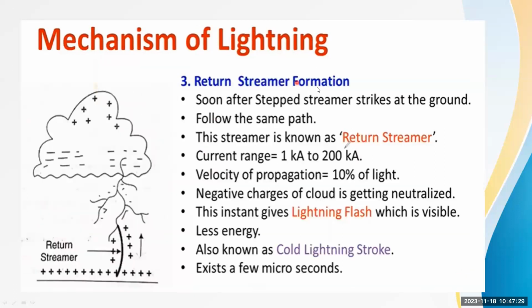Next, coming to the return streamer formation. Whatever positive charges are in the ground travel back into the cloud in this way, and these positive charges are called a return streamer. The return streamer acquires positive charges, while the cloud has negative charges. So this is the concept regarding return streamer formation.